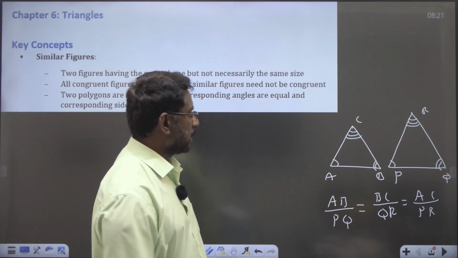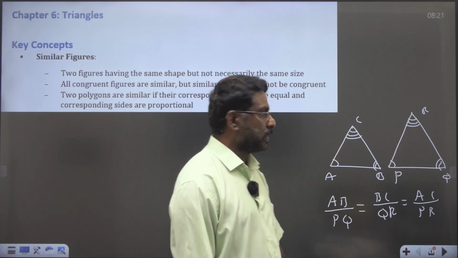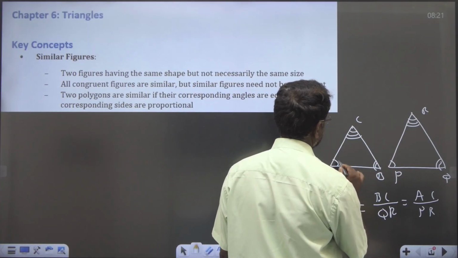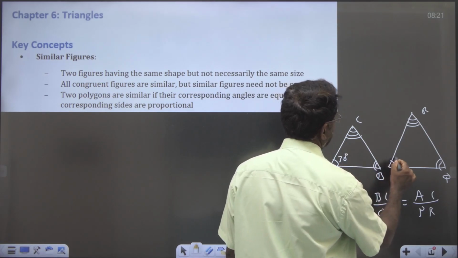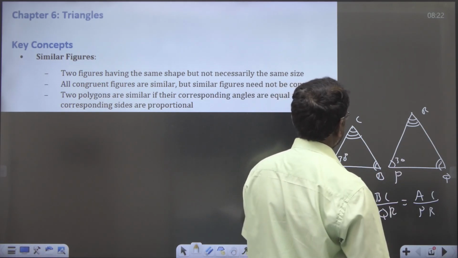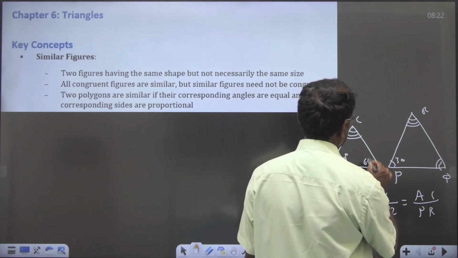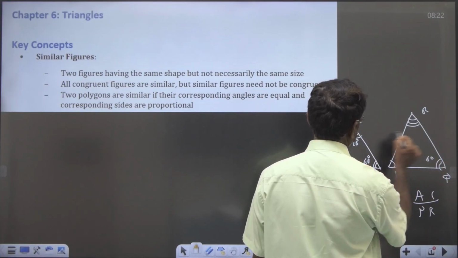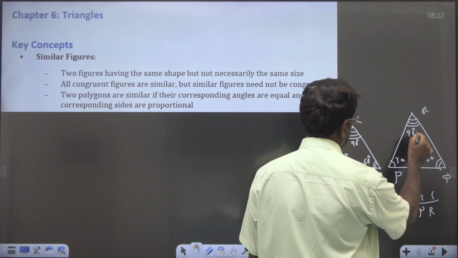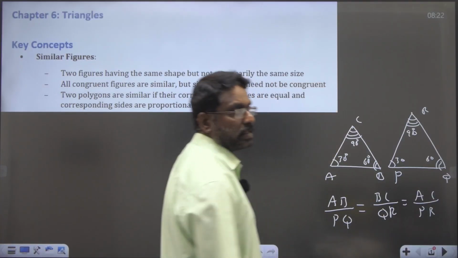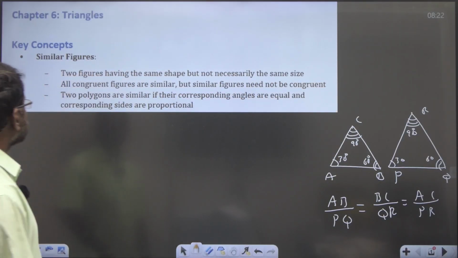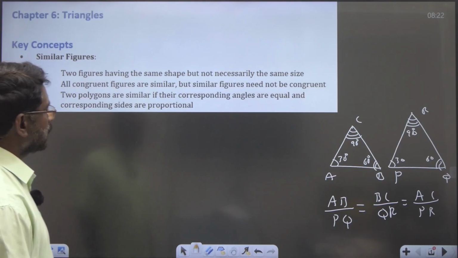In similar triangles, the angles will always be equal. If this is 30 degree, this is also 30 degree. Suppose this is 60 degree, this is also 60 degree. And suppose this is 90 degree, this is also 90 degree. This is the reason, this is the explanation of similar figures.